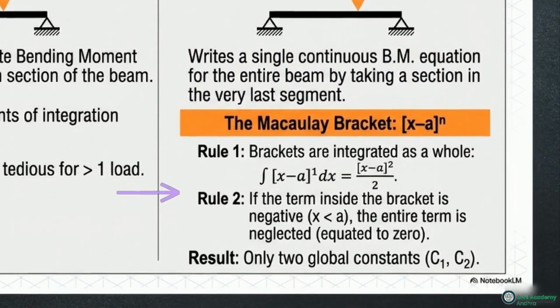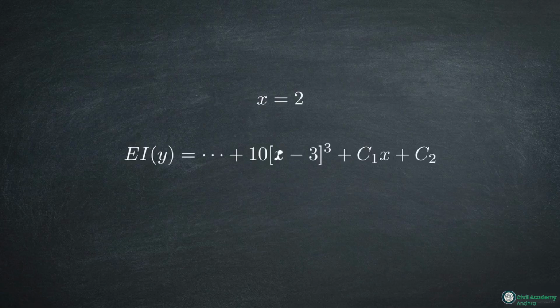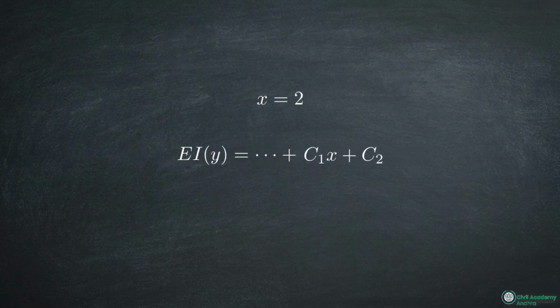The friction point of this method, and the reason it works, is Rule 2. When evaluating the Macaulay bracket, if the term inside evaluates to a negative number, you drop it completely. You just equate the entire term to 0. By ignoring negative brackets, Macaulay's method turns off sections of the equation that don't apply yet, neutralizing the threat of multiple loads and keeping your math confined to just two global constants.